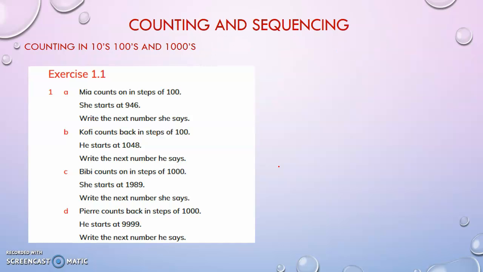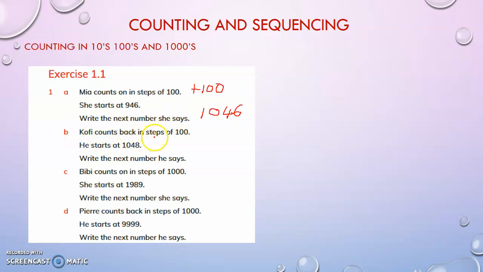So we were discussing these questions, counting and sequencing, tensum, hundredsum, thousandsum count ചെയ്യാൻ. Mia counts on എന്ന് പറഞ്ഞാൽ you're counting in steps, forward direction, in steps of 100. That is, ഇവിടെ അടുത്ത നമ്പർ ഫൈൻഡ് ചെയ്യാനുള്ള റൂള് plus 100 ആണ്. So she starts at 946. Write the next number she says. So 946 plus 100 ചെയ്താൽ we get 1046.